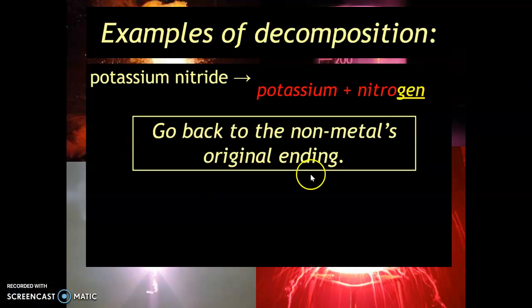And of course we go back to the nonmetal's original ending in an ionic compound, right? So potassium nitride, potassium and nitrogen. It's basically just the reverse of the ionic naming.